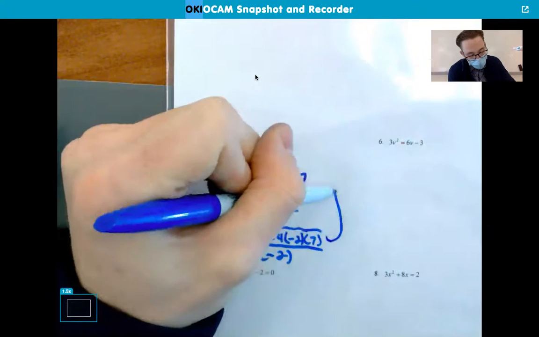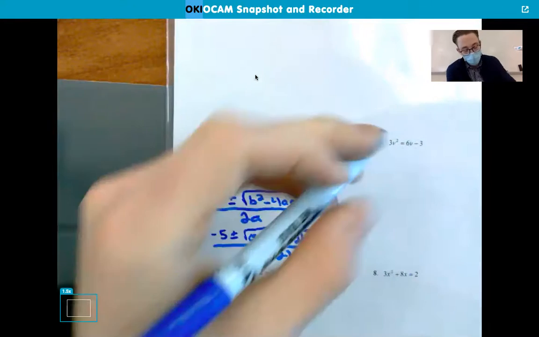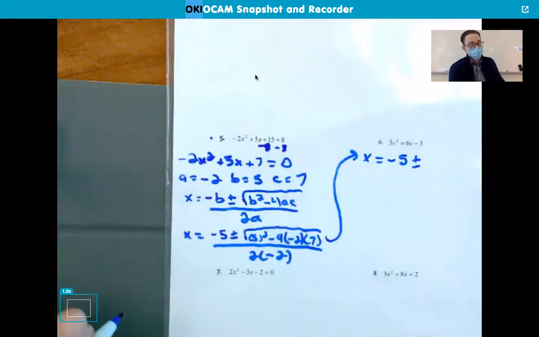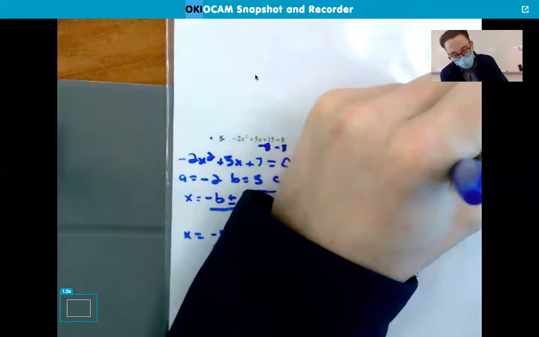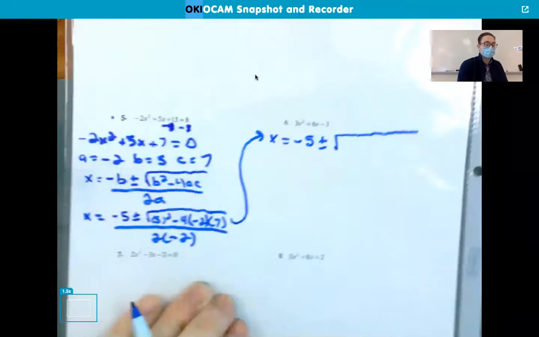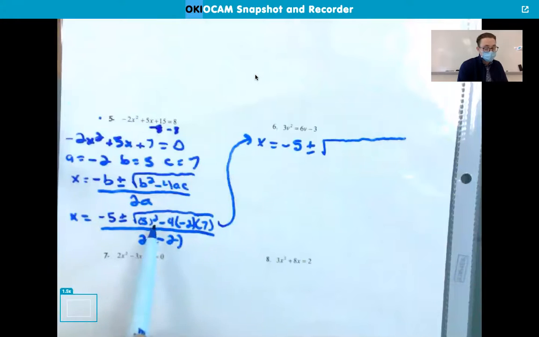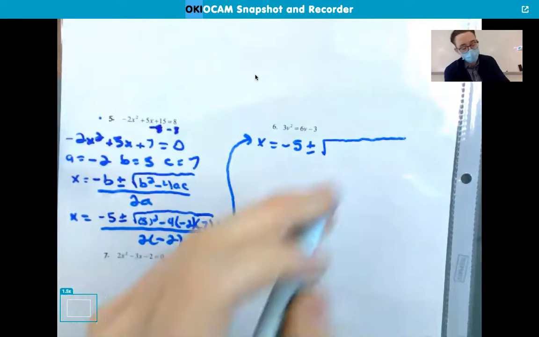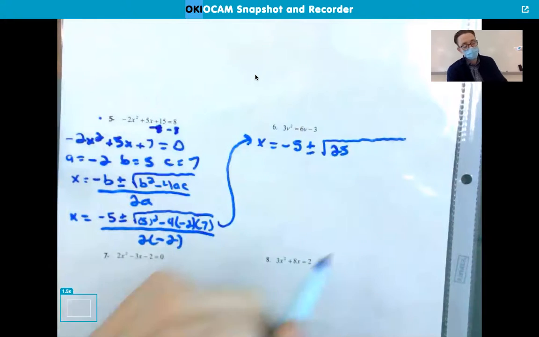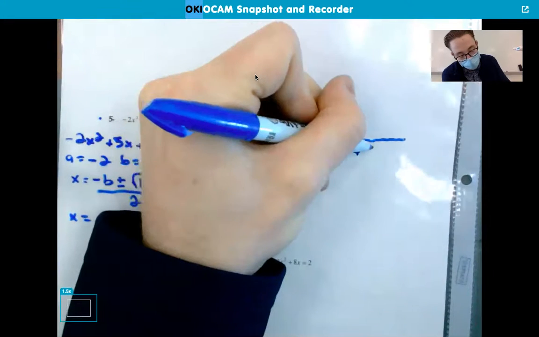I'm going to bring my work up here. I have x equals -5 plus or minus. Let's simplify what's inside our square root. And my suggestion is to do this step by step. So don't try to do too many things at once and oversimplify. What's 5 squared? 25. -4 times -2 is what? 8. What's 8 times 7? So I have a positive 56.